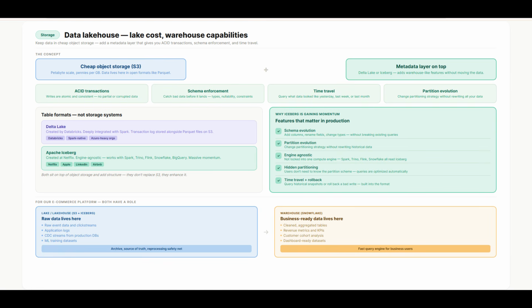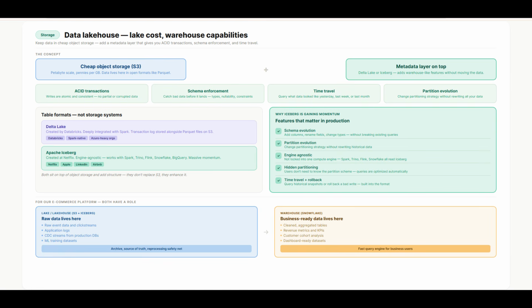Iceberg in particular has been gaining massive momentum. It's what Netflix, Apple, and LinkedIn use internally. It supports schema evolution natively, meaning you can add columns, rename fields, change types without breaking existing queries. And it has excellent partition evolution. You can change your partitioning strategy without rewriting all your data.